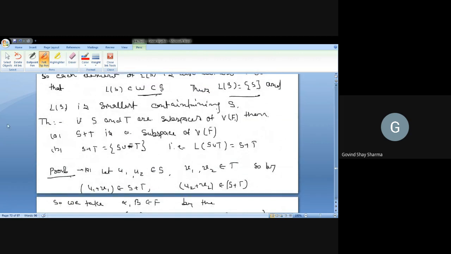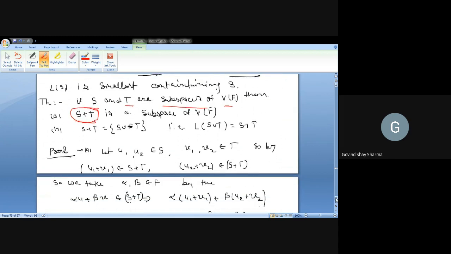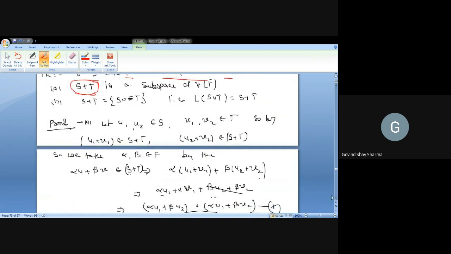We are given that S and T are two subspaces of V(F). Then we have to show that S plus T is also a subspace. For this we know the condition of a subspace: alpha u plus beta v belongs to W, if W is a subspace.